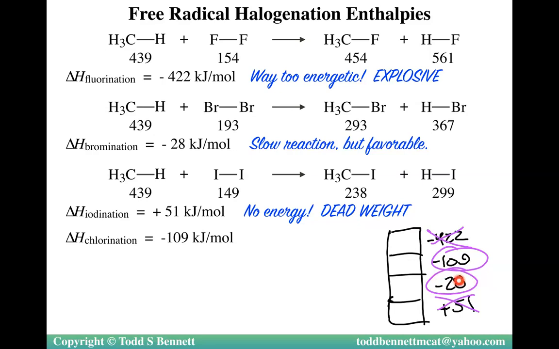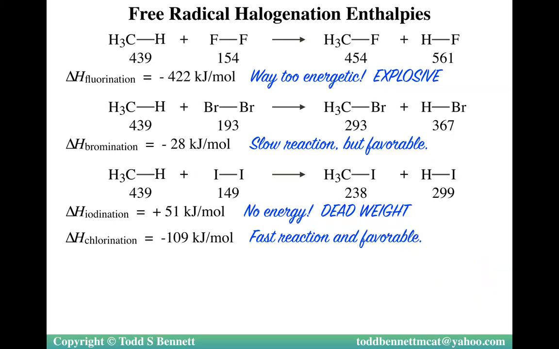Because this is slow, bromine is very selective for the most stable CH bonds, or the most stable compounds after replacing a CH bond, I should say. And chlorination, not as selective. So that'll make sense hopefully soon. Okay, so fast and favorable.